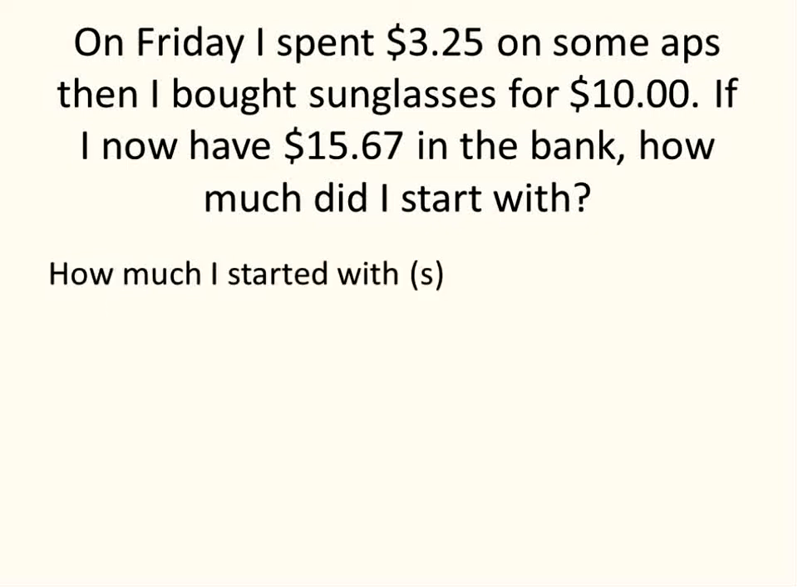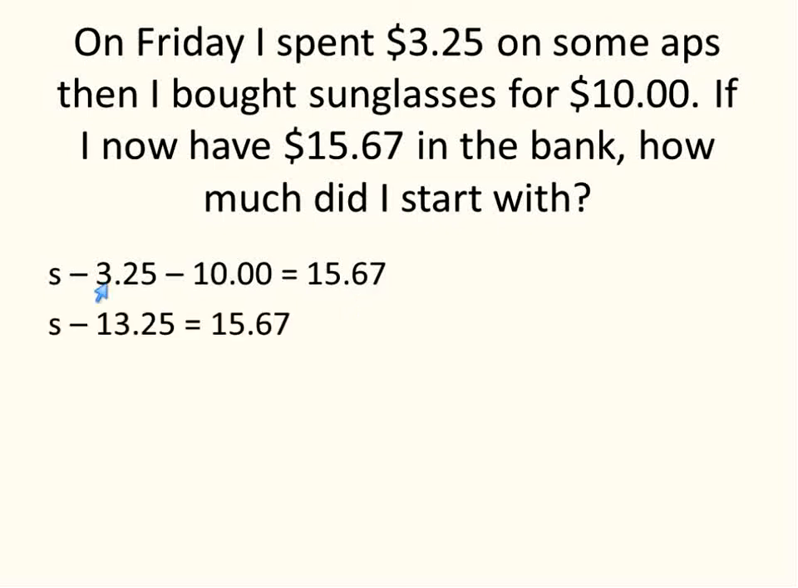Okay. So now it's time to make up an equation. How much money did I start with? We're going to call it S. I started with S, however much that was, I don't know. But we started with S, and we subtracted. I just picked S. You could have picked B for bank or A for amount. But S is the amount we start with. We're going to subtract the amount you spent on the apps at the App Store. You're going to subtract the amount that you spent on your sunglasses. And after you subtract those amounts, you end up with $15.67.